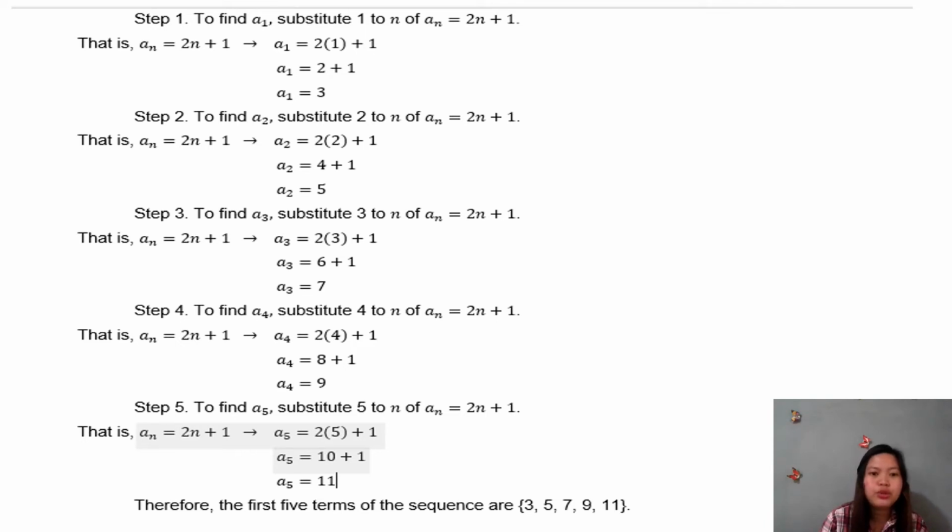Again, substitutan nato si n ng 1. So, 2 times 1 plus 1. Now, 2 times 1, that's 2 plus 1, that's 3. So, our first term is 3. Now, what is our second term?